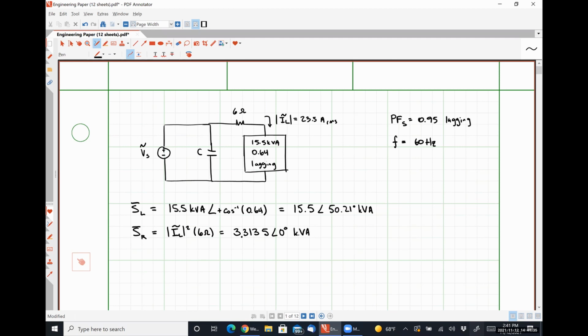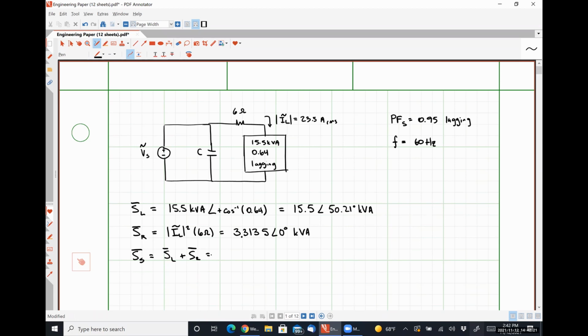Now I'm going to add these two together because I can say that the complex power supplied by my source is simply the complex power absorbed by my load and the complex power absorbed by my resistor added together. Does that make sense? So S sub S will be S sub L plus S sub R, which will be equal to what? So it was 3,313 angle 0 volt amperes, and to make it kilovolt amperes, that's why I got 3.313.